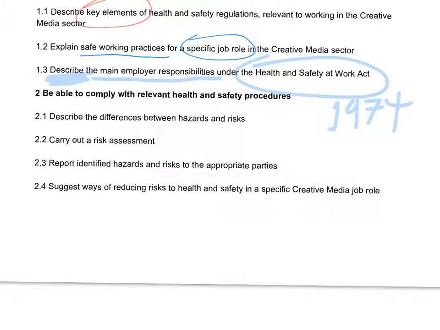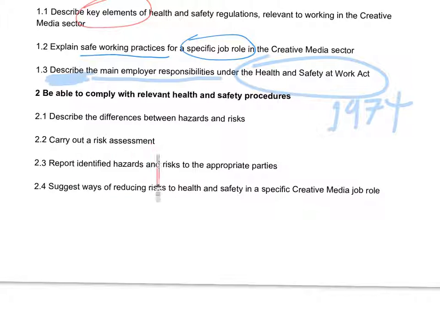Outcome 2. There's only 2 outcomes for this one. Be able to comply with relevant health and safety procedures. So here, you would have covered a lot of this already. This is what I was talking about at the top of this screencast in relation to mapping across. Describe the differences between hazards and risks. You identified and defined them in Unit 6. What are the differences between hazards and risks?